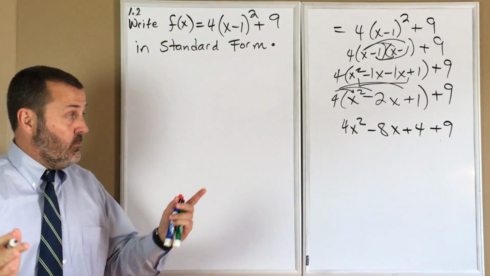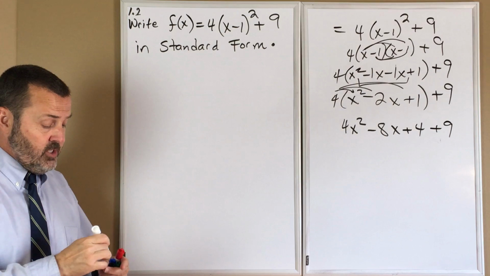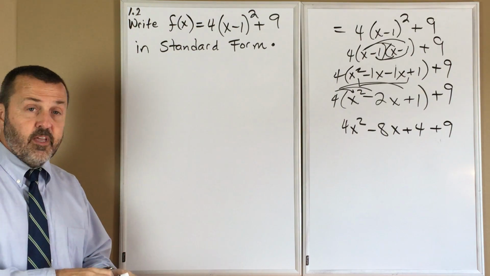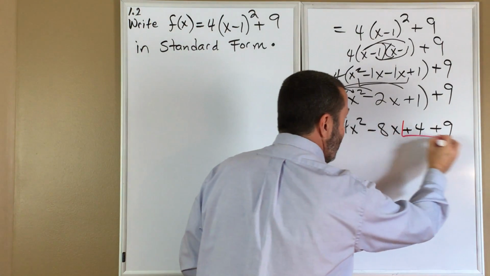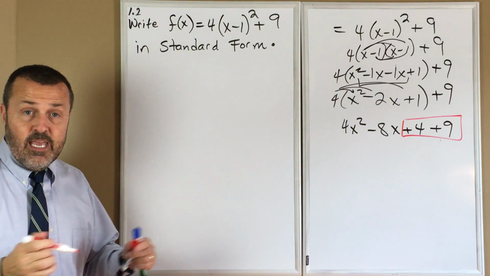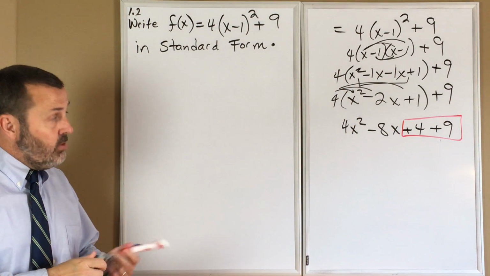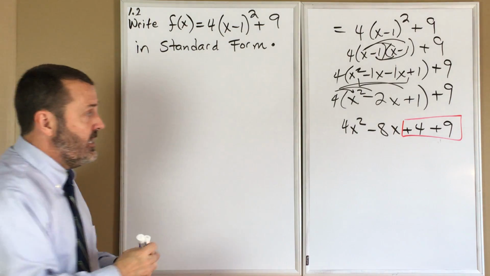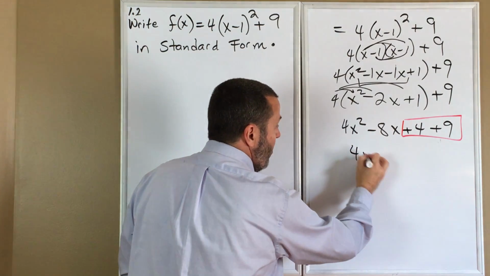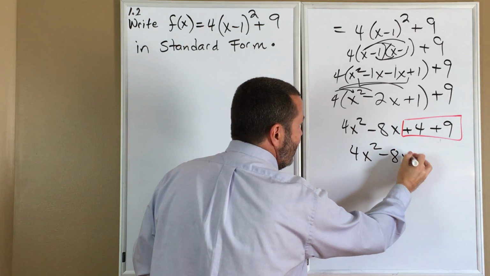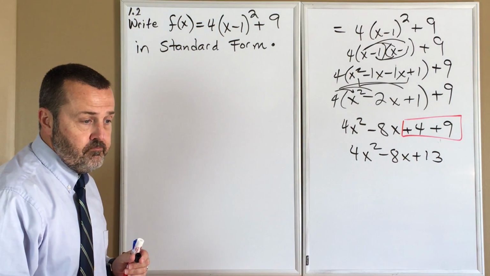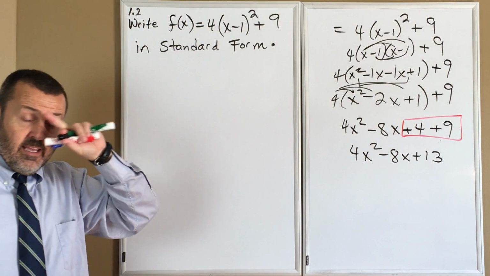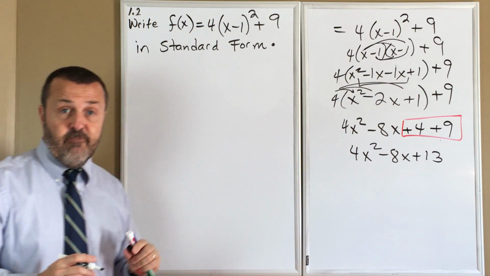I now have 4 terms. 2 of those terms are like terms. The 2 constants, plus 4 and plus 9, can now be combined together and make 13. Plus 4 plus 9 is 13. So we have 4x squared minus 8x plus 13. Okay? So that is our standard form.